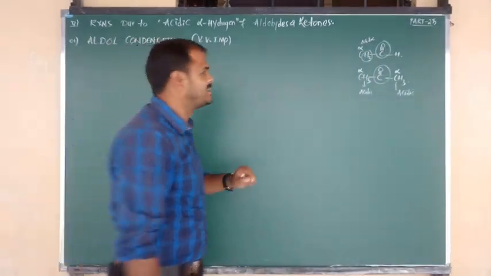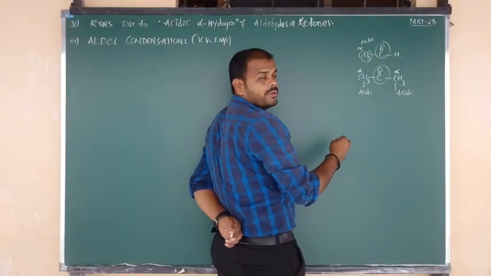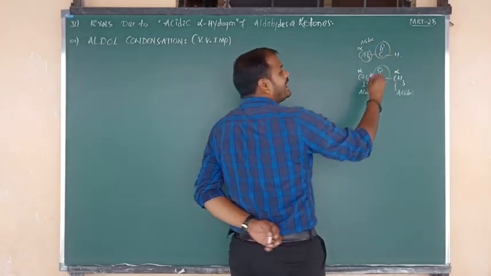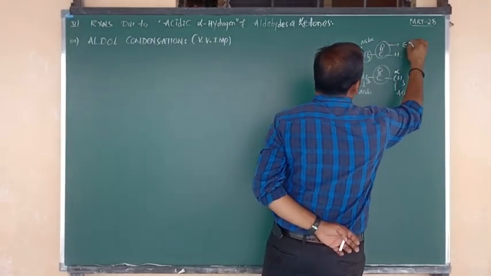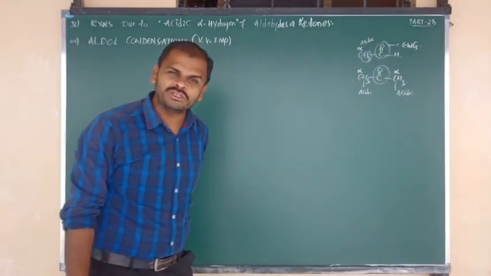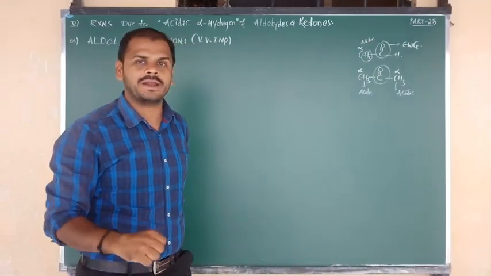So now my question is, why do alpha hydrogens have acidic nature? The reason is: CH3 is connected to the C double bond O group. C double bond O is the carbonyl group. Its nature is electron withdrawing. The carbonyl group always acts as an electron withdrawing group, a moderately electron withdrawing group.